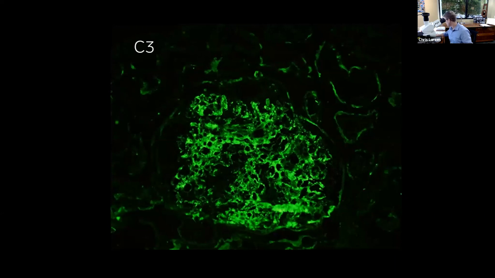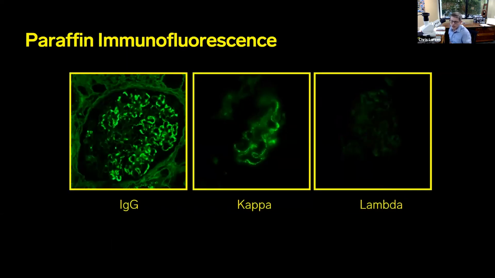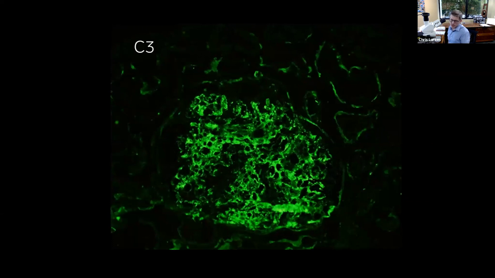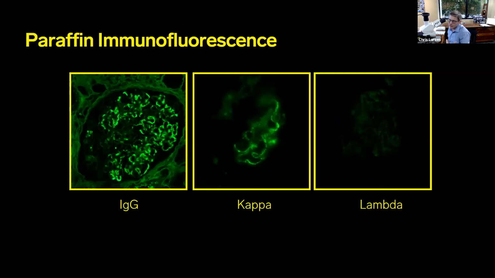Immunofluorescence, though, showed C3 staining, no immunoglobulin. So this was confusing when I first saw it. It looks like a membranous. It has the presentation of a membranous, but it doesn't have the immunoglobulin staining. So in this case, paraffin immunofluorescence was performed. Alex described this briefly at the beginning, but if you weren't with us, this is immunofluorescence that is performed on formalin-fixed paraffin embedded tissue after protease digestion.